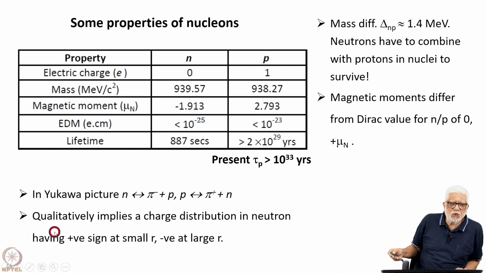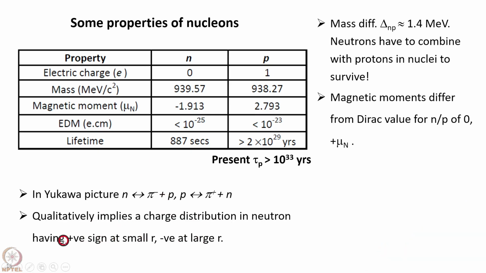In this Yukawa picture, you can also see that qualitatively you should have a charge distribution in the neutron. It should have a plus sign at small r and a negative sign at large r. This is because of this virtual process which is always going on.